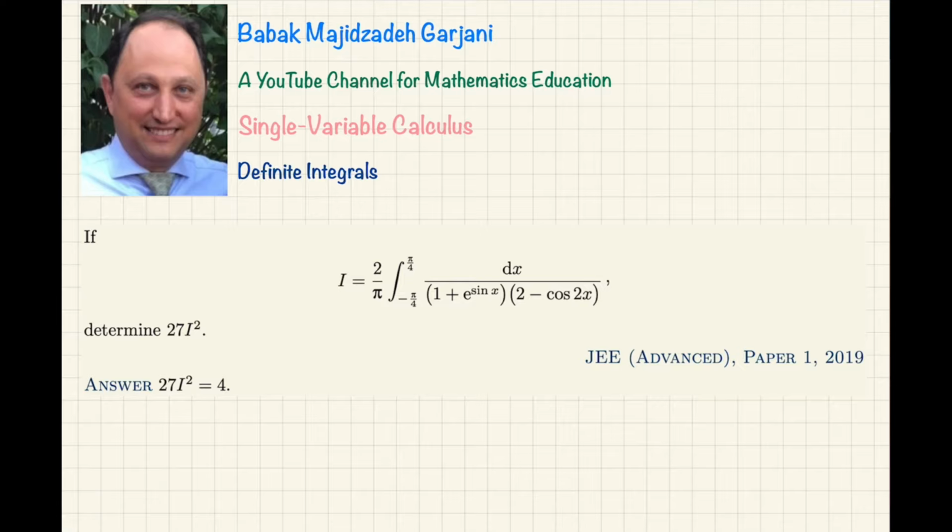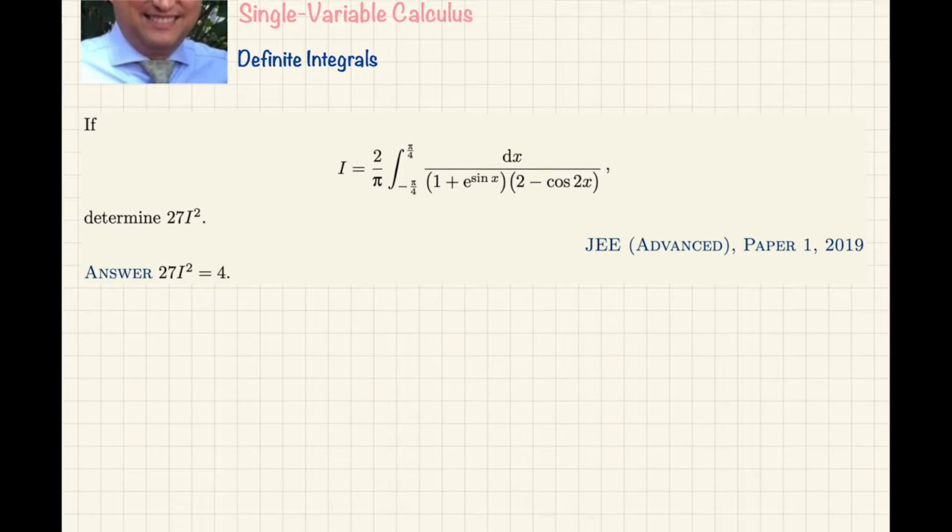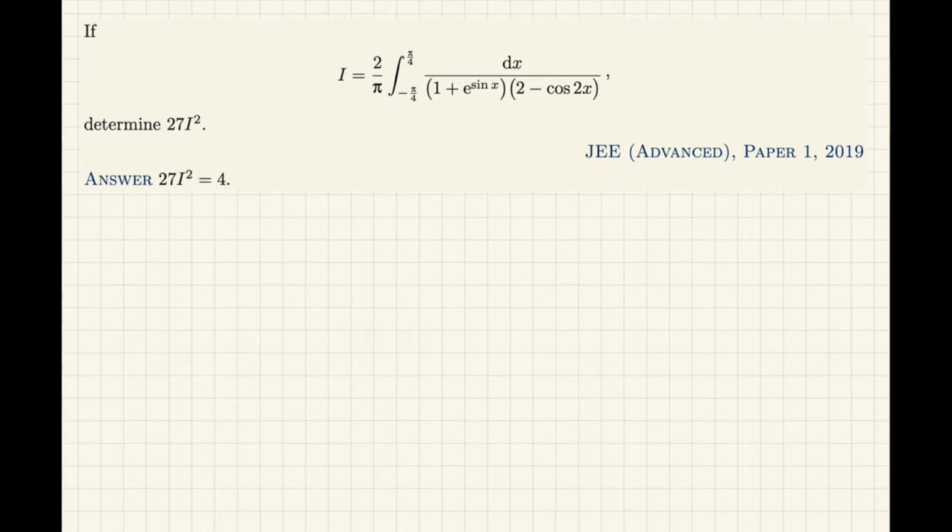Okay, now let me solve the problem for you. I will start with a lemma, which is a very well-known property of definite integrals. If I have a function f of x which is integrable on the interval from a to b, then this integral is equal to the integral from a to b of f of a plus b minus x dx.